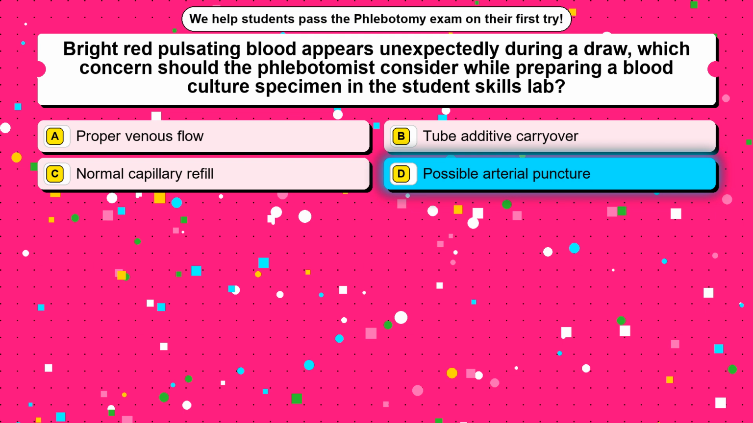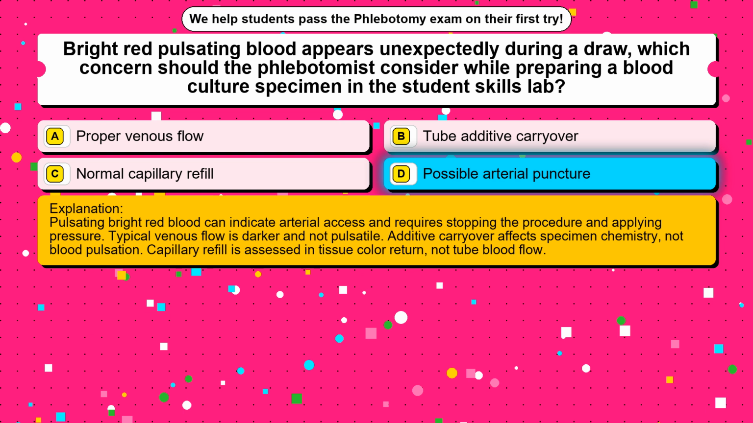The correct answer is option D. Possible arterial puncture. Pulsating bright red blood can indicate arterial access and requires stopping the procedure and applying pressure. Typical venous flow is darker and not pulsatile. Additive carryover affects specimen chemistry, not blood pulsation. Capillary refill is assessed in tissue color return, not tube blood flow.